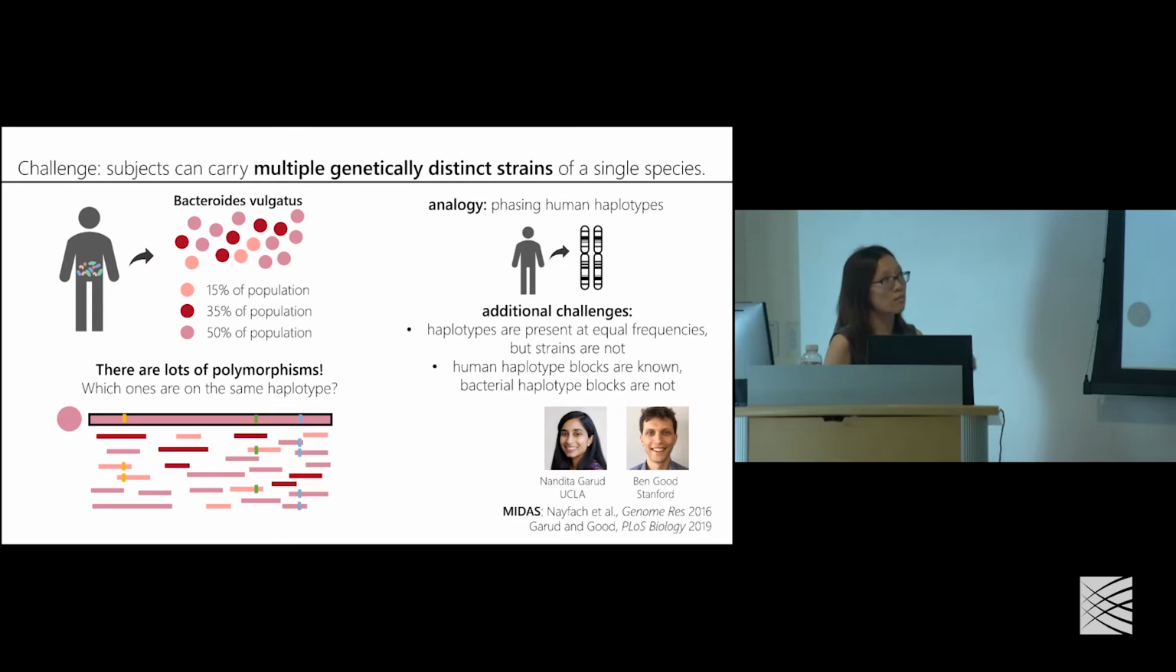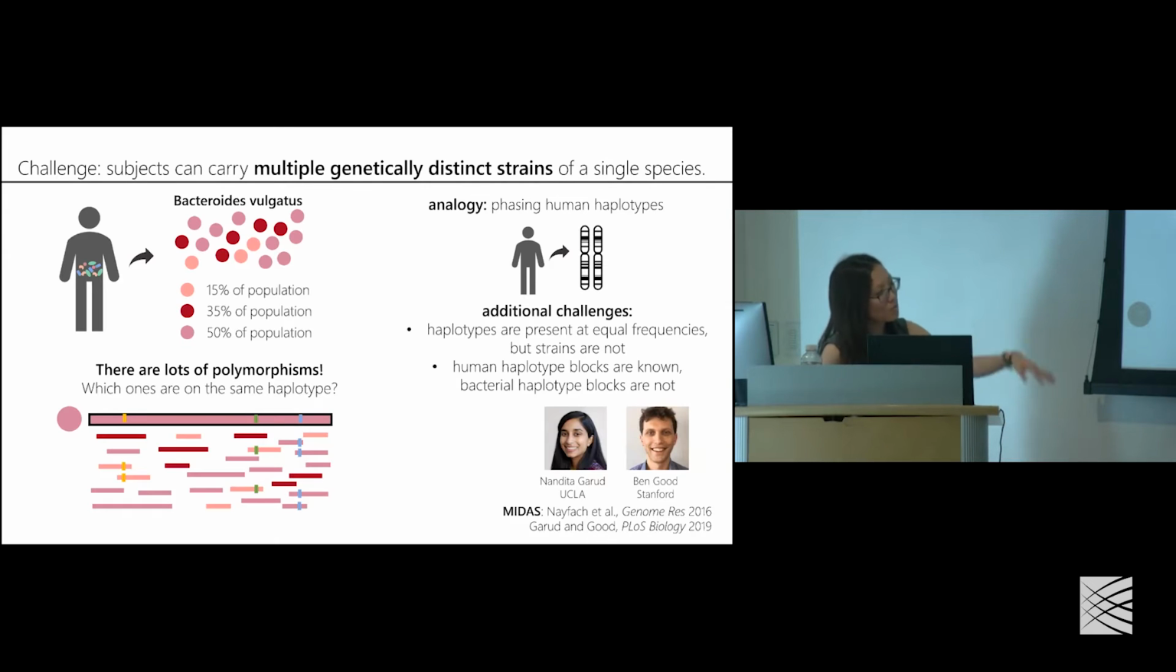And so we can't make that assumption that things will be at equal frequencies. The second thing is that human haplotype blocks are already pretty well established through extensive sequencing of the human population. Bacterial haplotype blocks are not, and due to the extensive nature of bacterial recombination, it's also possible that this is just not something that we can expect to know.